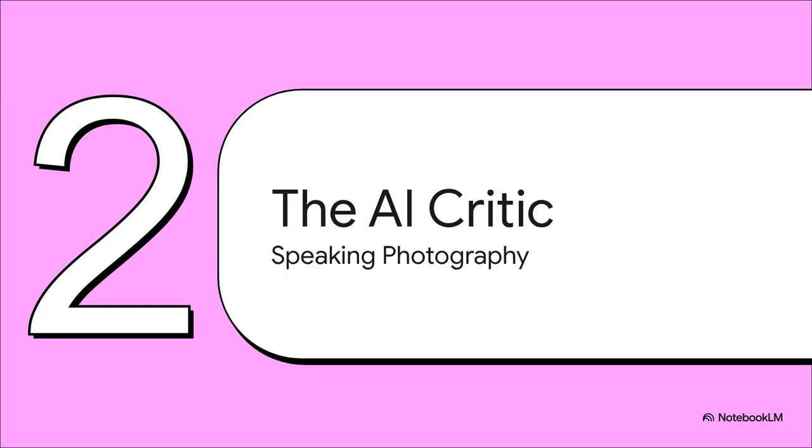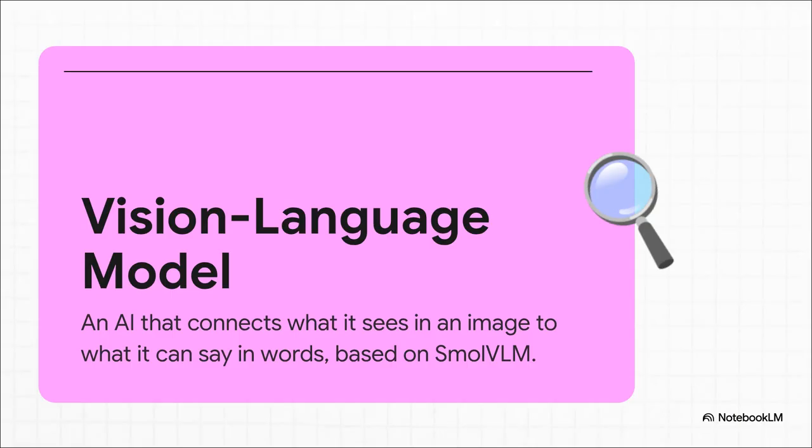All right, let's dive into the first half of PicInspector's brain, which I call the AI Critic. This is the part I taught to speak the actual language of photography. The engine behind this is something called a vision language model. You can just think of it as an AI that can build a bridge between what it sees in a picture and the words it can use to describe that picture. I specifically used a model called Small VLM because it's both really smart and efficient.